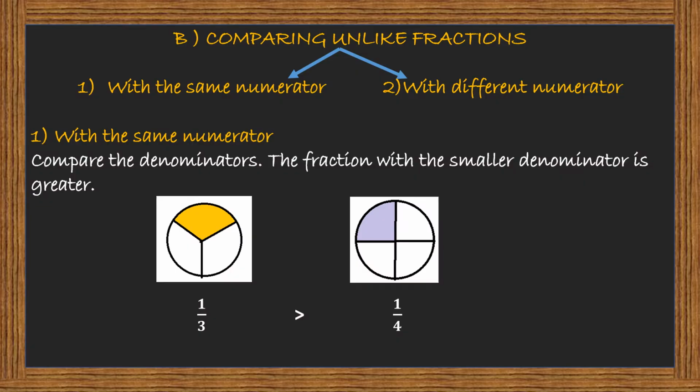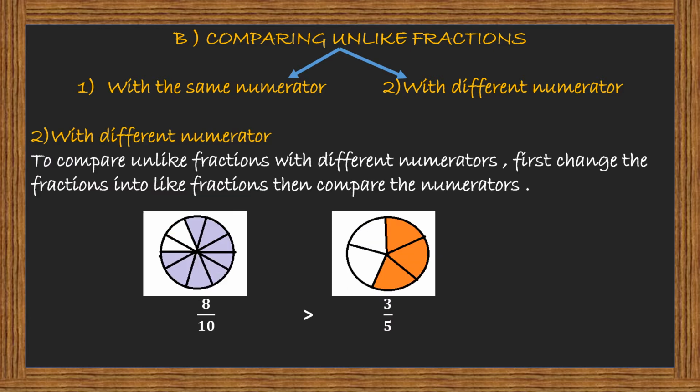Okay. Then we have seen comparing unlike fractions, in which there were two types. First was with the same numerator and second was with different numerators. Now with the same numerator, we compared the denominators of the fractions, that is 3 and 4. And what we have seen: smaller the denominator, greater is the fraction. So here 3 is the smaller denominator, so 1 upon 3 is greater than 1 upon 4.